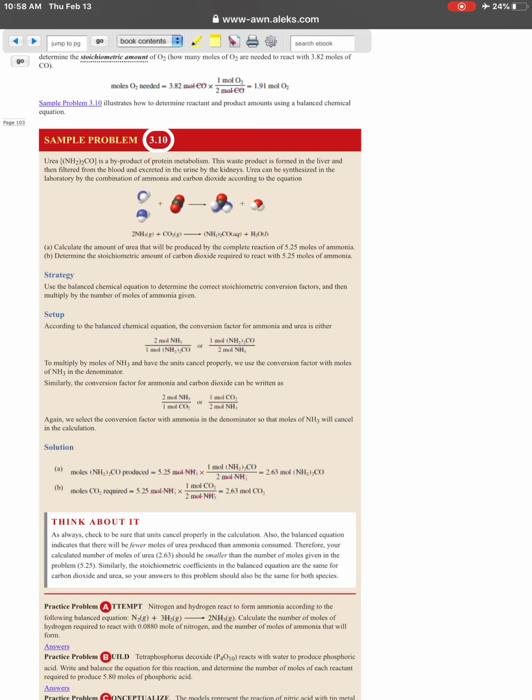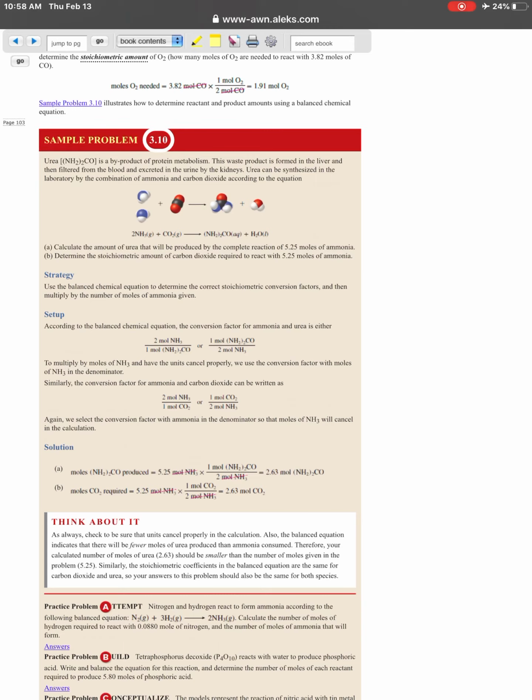Urea can be synthesized in a laboratory by the combination of ammonia, NH3, and carbon dioxide, CO2, according to the equation. Now, even though the pictures are shown here of the molecules, that's not what you're going to be doing in most general chemistry courses. In most general chemistry courses, you're going to be using the chemical equation with the formulas. So you got to get used to that. But it's shown here just so that you can see it. Okay. All right, so let's look at the balanced equation.